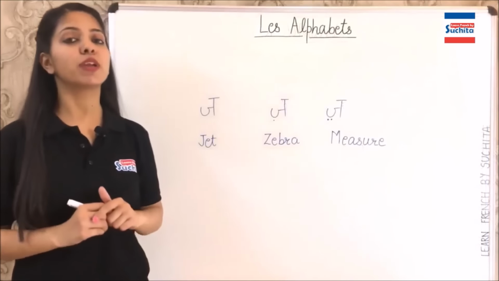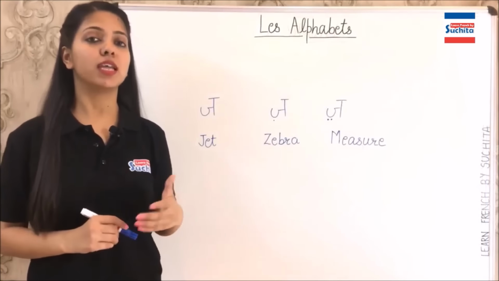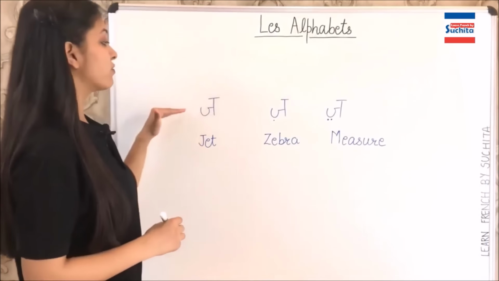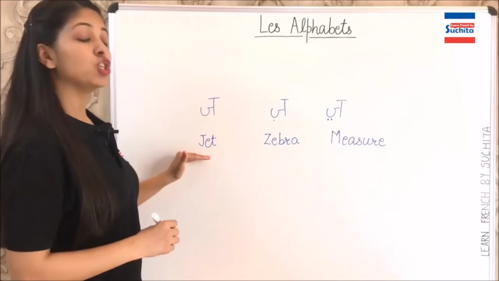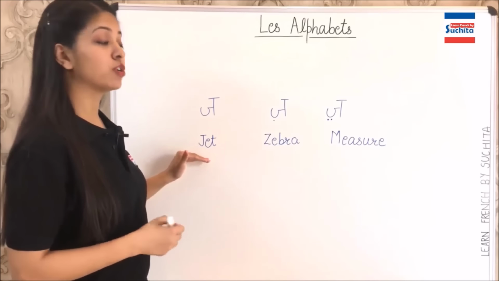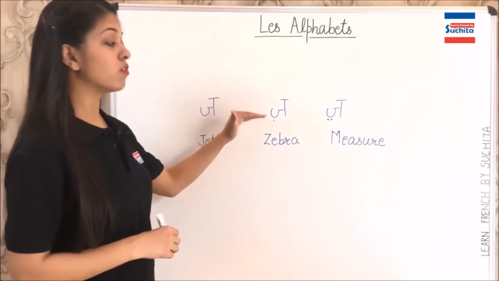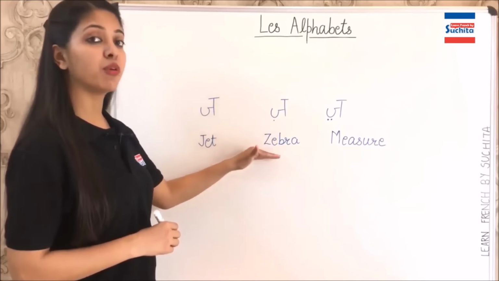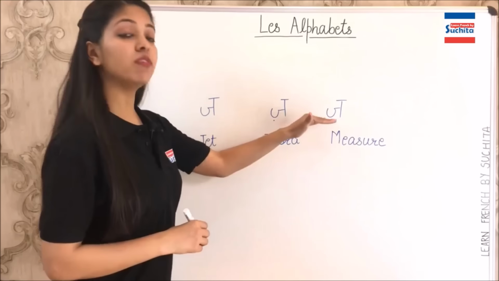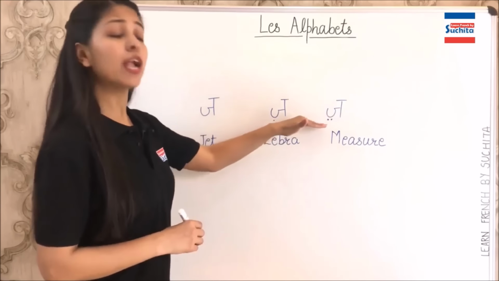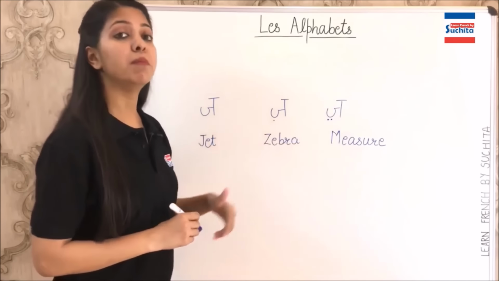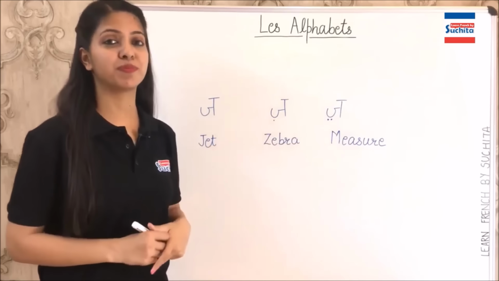Alright, so while writing the pronunciation of the words in Hindi, I'm going to mention three types of j. The first one is without a dot, as in jet, so j. The second one is with a single dot and the pronunciation would be z, as in zebra. The third one would be with a double dot and the pronunciation would be j, as in the word measure, pleasure.